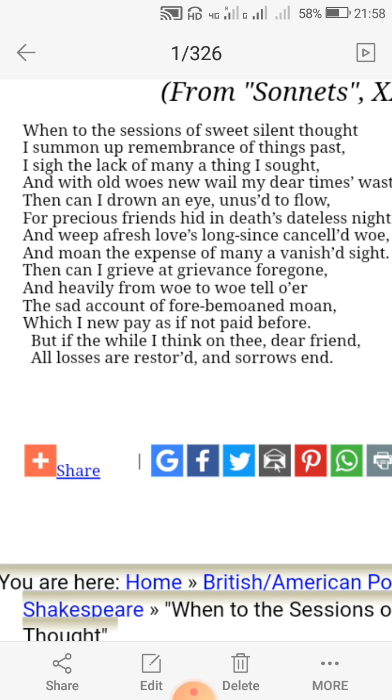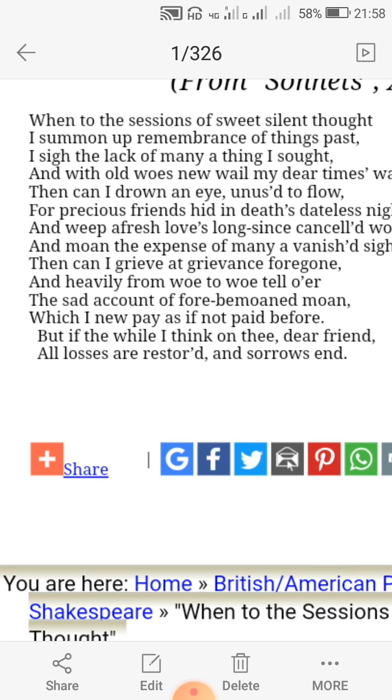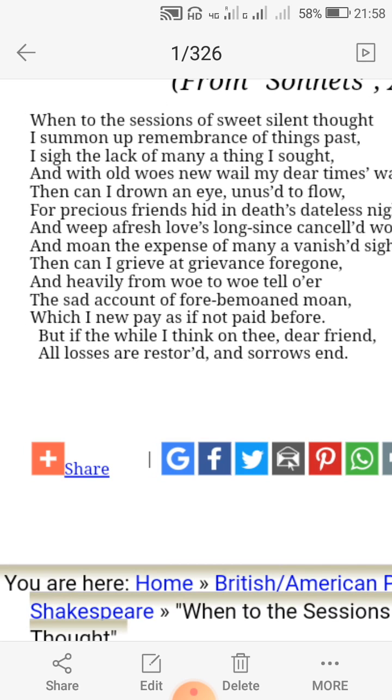Then can I grieve at grievances foregone, and heavily from woe to woe tell o'er the sad account of fore-bemoaned moan, which I new pay as if not paid before. And the poet is giving an account of his sorrows, his woes of his past.